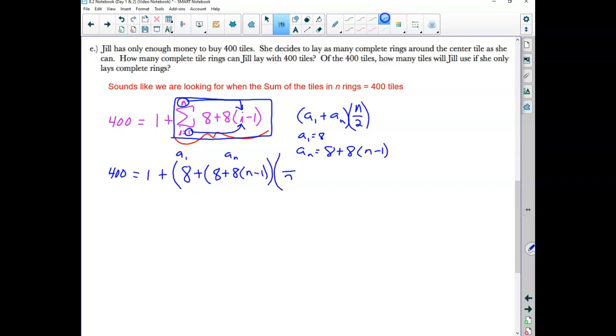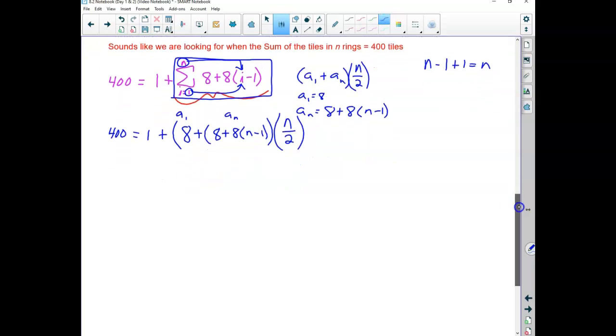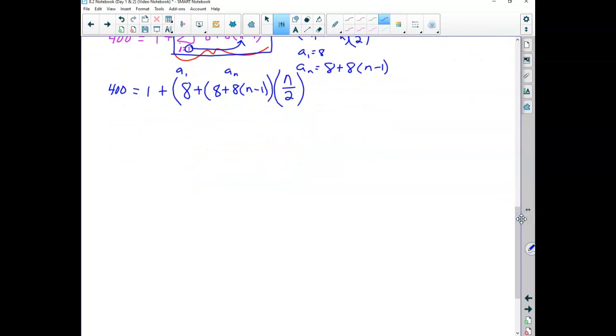Now, I need to divide. How many rings are there? There's n rings, right? Well, how did I know that? If I take my top limit minus my bottom limit and I add 1, it equals n. I don't know how many there are. But now I have a wonderful equation we're going to solve to find n. Ooh. Okay, so it's kind of a beast.